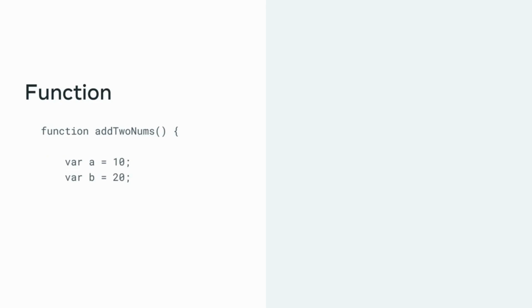The code to be executed will then be placed in between the left and right curly braces, and this is known as the body of the function. It's important to remember that a function declaration on its own doesn't execute the code. It's just specifying what operations should be performed once the function is executed.